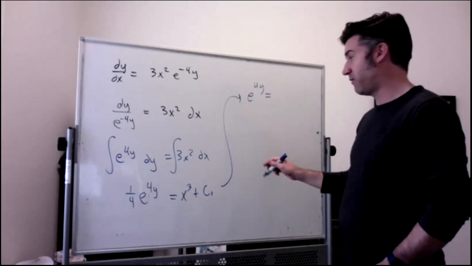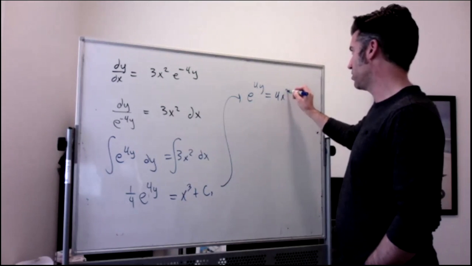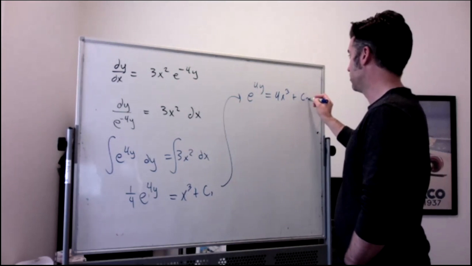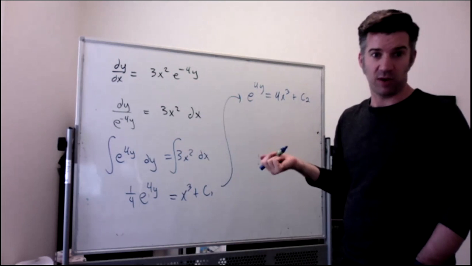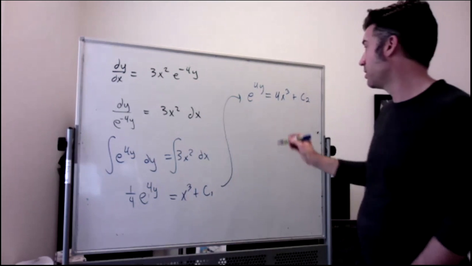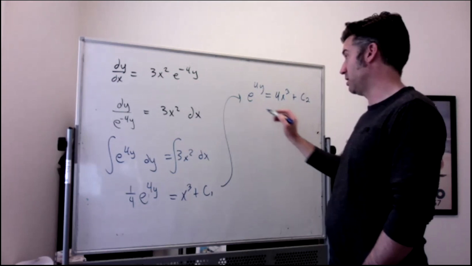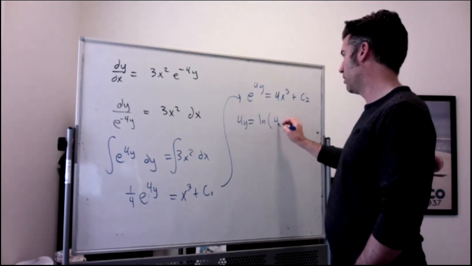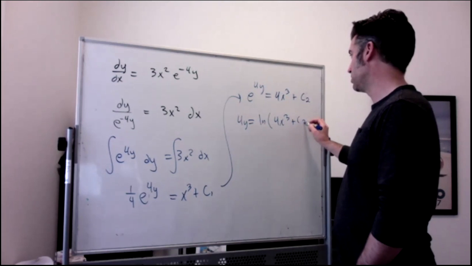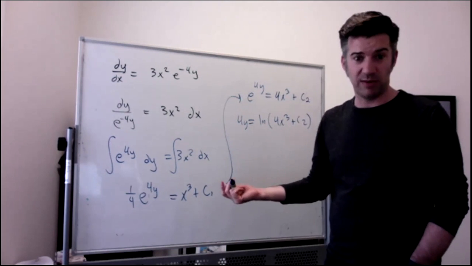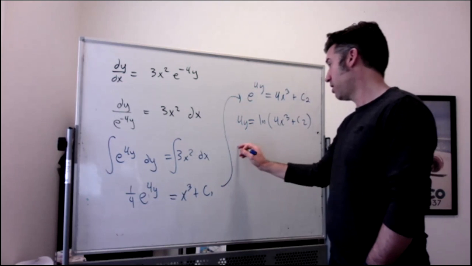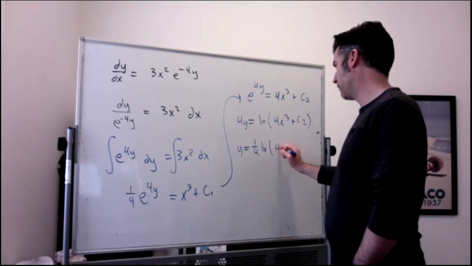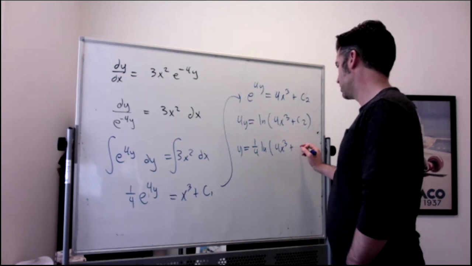When I multiply both sides by 4, I'm going to get 4x cubed plus 4 times c1, which I'm going to call c2, a different constant. It's 4 times c1. And then I'm going to take the natural log of both sides. So 4y equals the natural log of 4x cubed plus c2. And then divide both sides by 4, or multiply both sides by 1/4, and get y equal to 1/4 the natural log of 4x cubed plus c2.